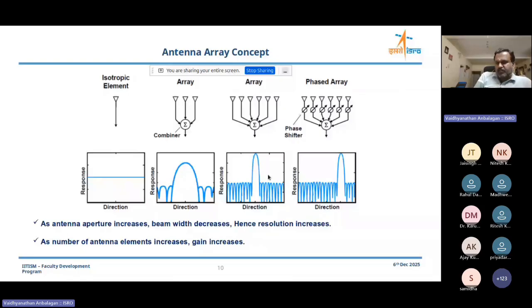So if we have a phase shift, we have the capability of moving the beam, what we call beam steering. As the antenna aperture increases, the beam width decreases, and hence the resolution increases. So in radar, the narrower the beam, the target's range resolution will be very good. And as the number of elements increases, the antenna gain also increases.